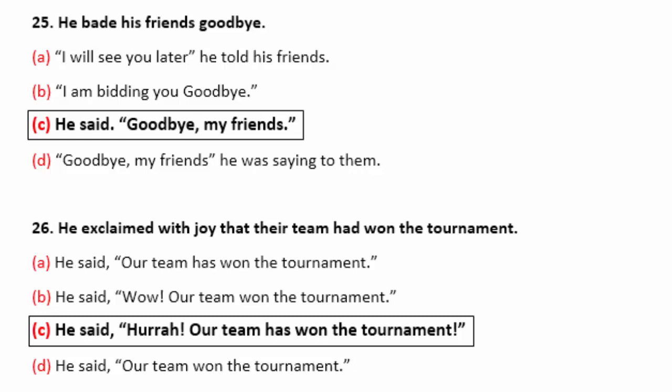Sentence number 25. He bade his friends goodbye. Option number C is correct. He said, goodbye my friends. Sentence number 26. He exclaimed with joy that their team had won the tournament. Option number C is the correct option here. From the word exclaimed in the question, as it is an indirect sentence, we can infer that the direct sentence should be exclamatory. So option number C is the correct option. He said, hurrah, our team has won the tournament.